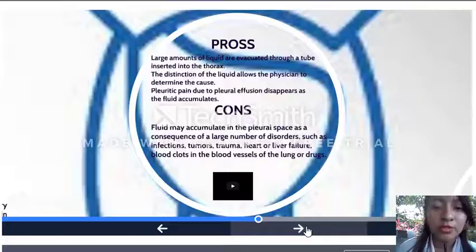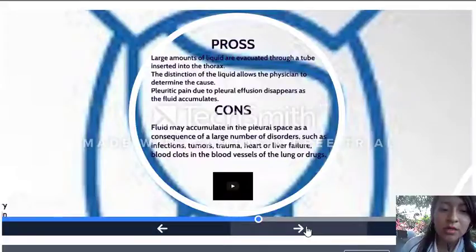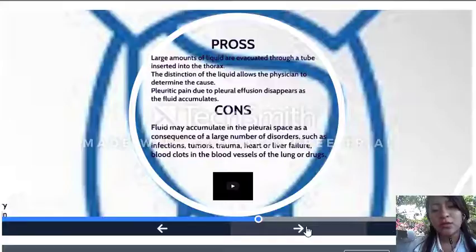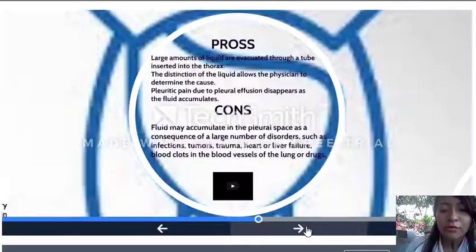Pros and cons. Pros: a large amount of liquid is evacuated through a tube inserted into the thorax. The examination of the liquid allows the physician to determine the cause. Pleuritic pain due to pleural effusion disappears as the fluid accumulates. Fluid may accumulate in the pleural space as a consequence of a large number of disorders such as infection, tumors, trauma, liver failure, blood clot, and the blood vessels of the lung or drugs.